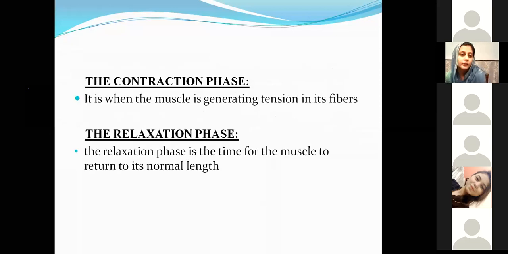So the second phase is the contraction phase, in which the muscle is contracting. The tension that is provided to the muscle, so the muscle will contract in your contraction phase. The third phase is your relaxation phase. What happens in the relaxation phase? It is the time for the muscle to return to its normal length. So we have 3 phases.